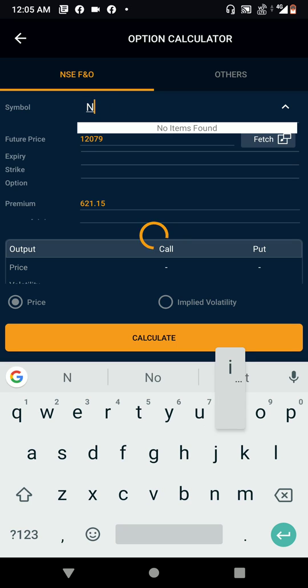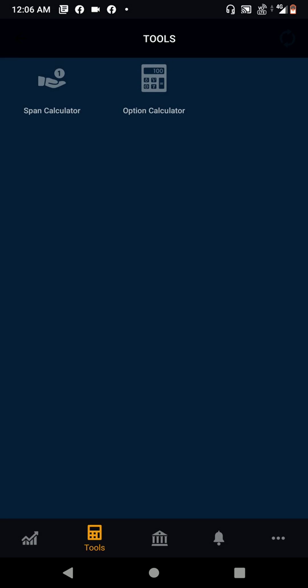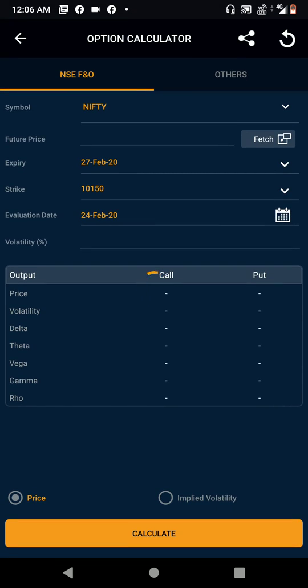So I'm searching for the spot. Okay, so this is the stock. To make it simple, let's treat it as a stock. This is the stock where I'm going to trade the option. So in the option calculator, Nifty is the stock. I'm going to fetch the underlying price.